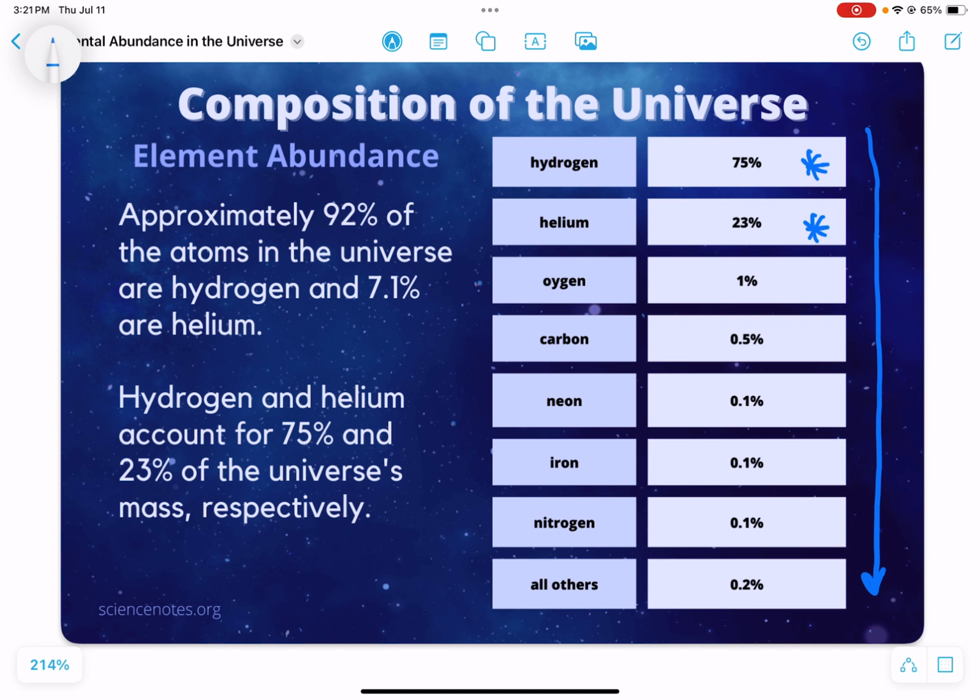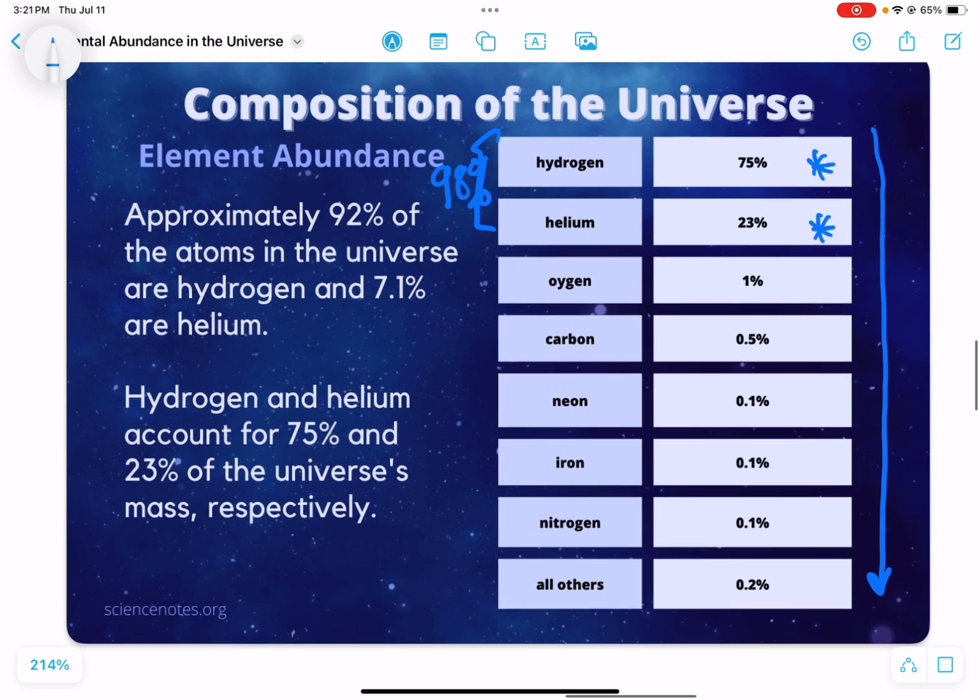Or excuse me, 23%. If you're doing the math in your head, I'm sure by now you can figure out 75 plus 23, that's 98%. 98% of all matter in the universe is hydrogen and helium, which leaves just a very small percentage of everything else. Oxygen 1%, carbon 0.5%, neon 0.1%, iron 0.1%, nitrogen 0.1%, and all other elements on our periodic table make up the remaining 0.2% of the matter in our universe, okay?